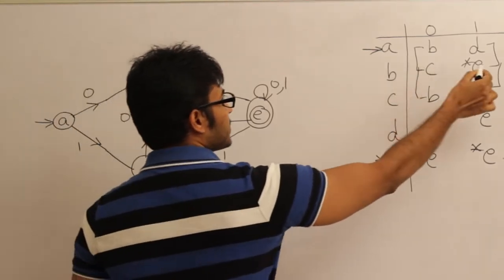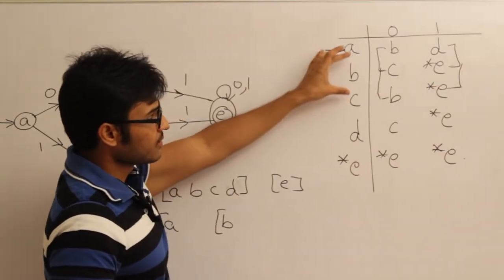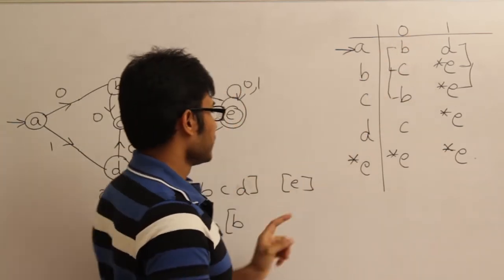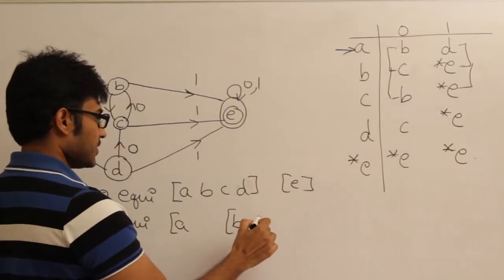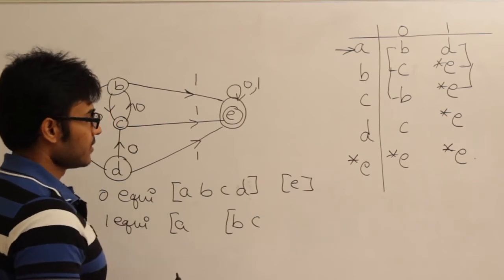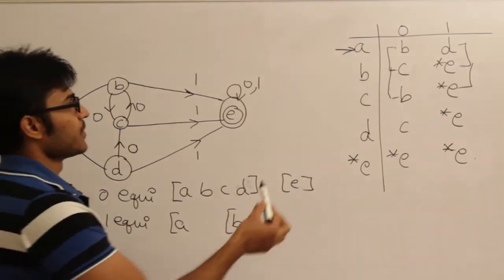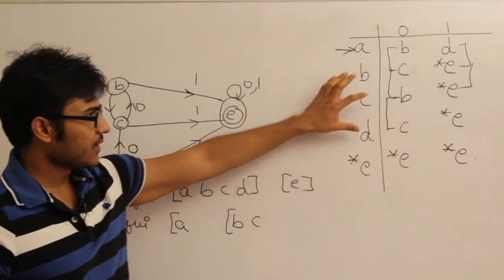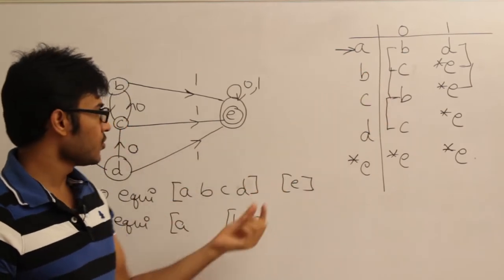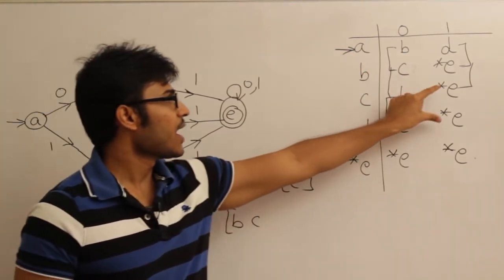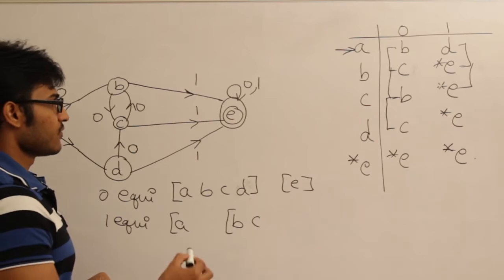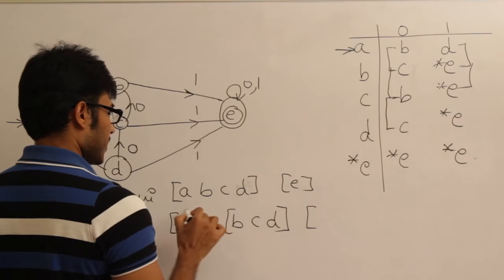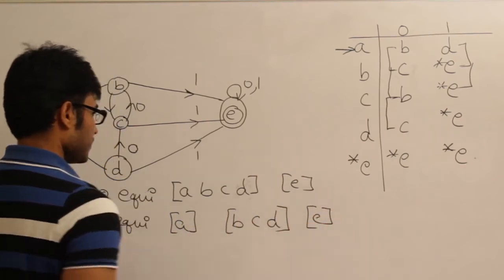Let us compare B and C. On 0, B and C are going to B and C, which are in the same group, and E and E are in the same group. Therefore, B and C are in the same group. Now let us see if C and D are in the same group. Comparing C and D, on 0 they are going to B and C, which are in the same group, and E and D, which are in the same group. Therefore, D is in the same group as C. Fine, so this is how one equivalence looks.